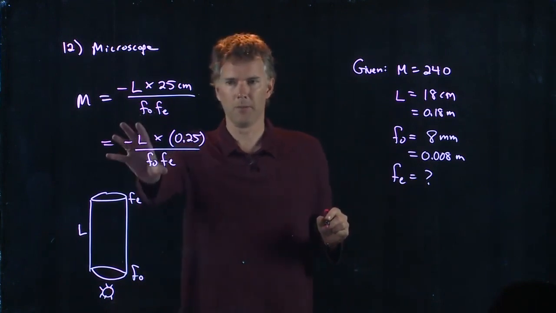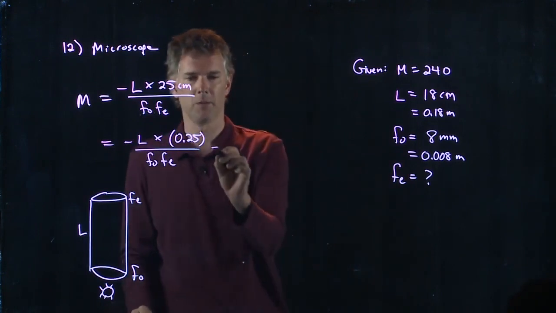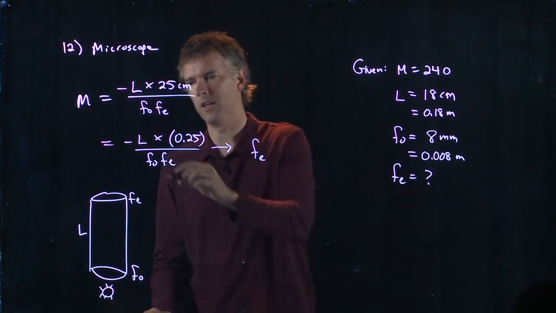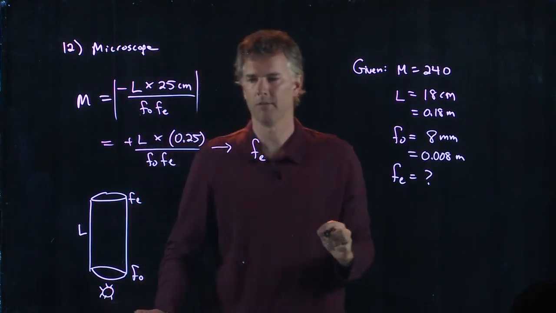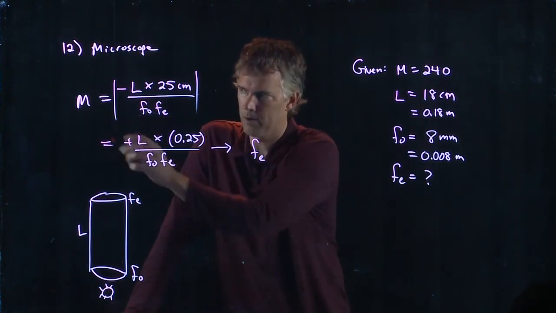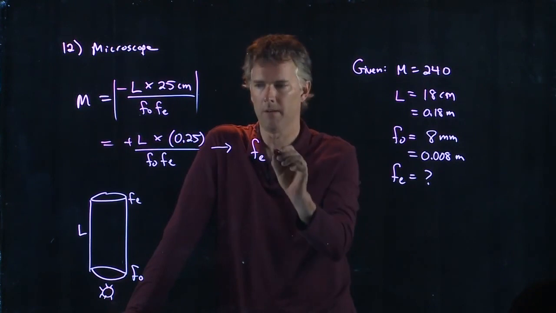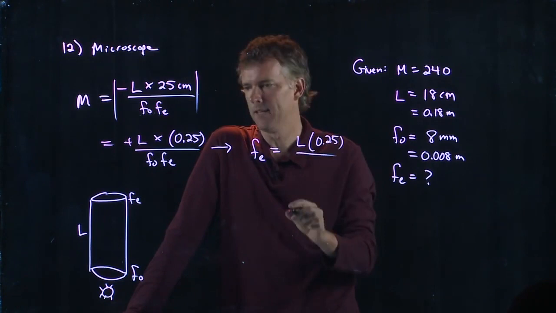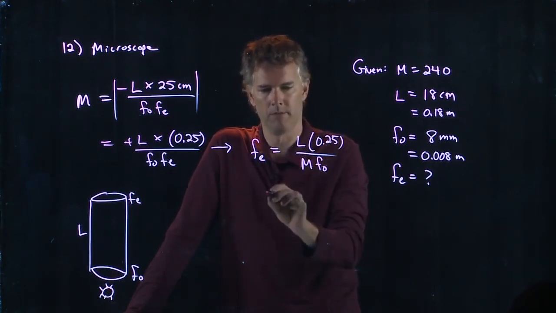All right, so it's not too bad because we know everything in this equation except the eyepiece. And so let's just solve this equation for the eyepiece. F of the eyepiece, and just ignore the negative sign, okay? We're just going to worry about the magnitude here, so we'll make that a positive. F of the eyepiece is going to be what? I got to multiply across by FE and then divide by M, so I just trade places with the FE and the M. So it becomes L times 0.25 divided by M times FO.